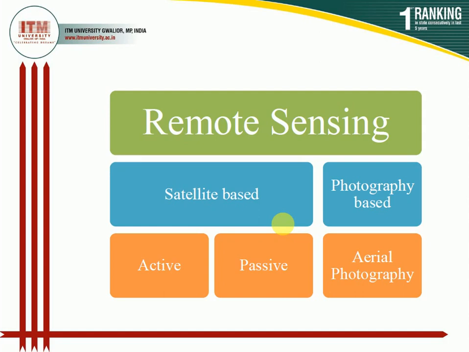Remote sensing instruments or devices are basically photography based and remote sensing based. In the remote sensing based, there are two types of devices: one is the active device, and the second is the passive device. In the photography based, aerial photography is the main process, which is performed successfully with the help of aircraft.